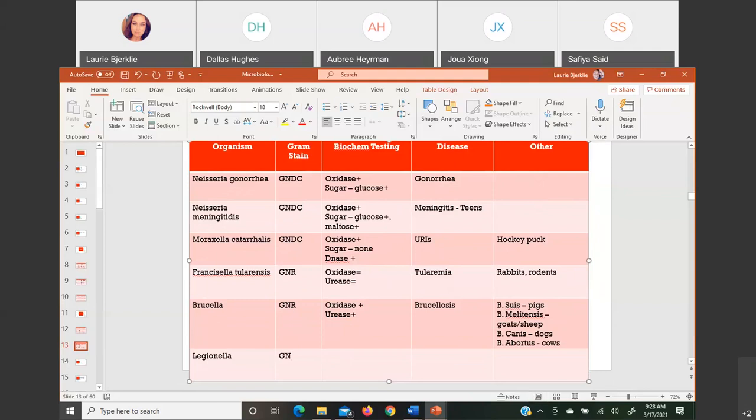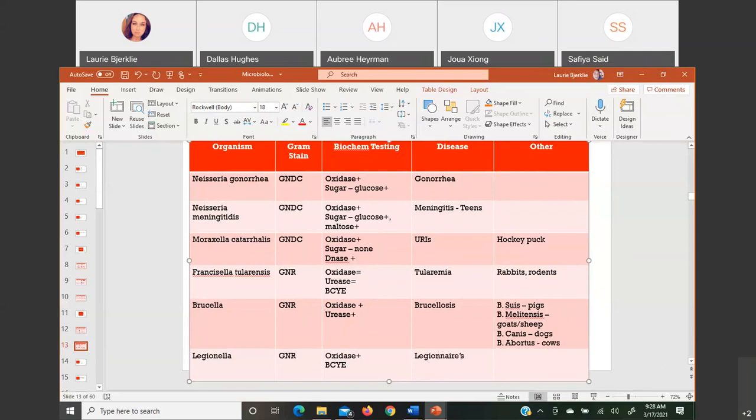Legionella, again, is going to be a gram negative rod. I don't know what's wrong with my brain this morning. I'm sorry. Oxidase positive. This is the one that we use BCYE agar for. You can, like somebody mentioned earlier, use BCYE agar for Francisella as well. Of course, it causes Legionnaires' disease.